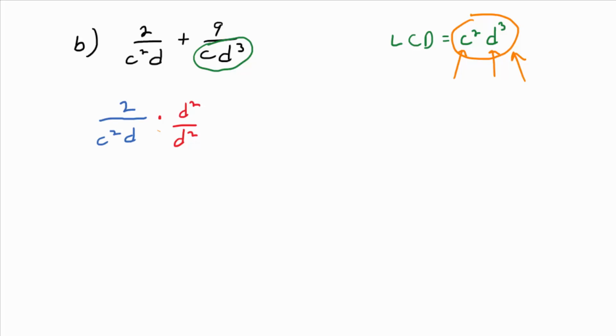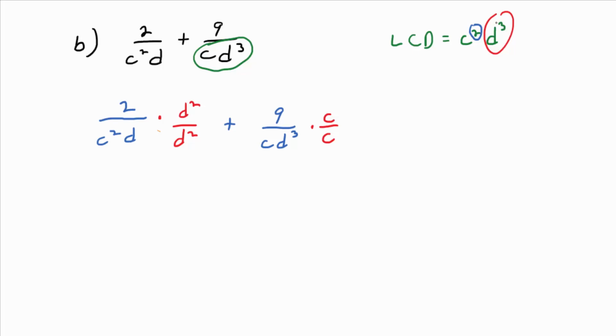Then we're going to take the plus 9 over c d cubed. And if we look at this denominator, what factor or factors is it missing from the LCD? Well, it has a factor of c. It needs to have a factor of c squared. So it's missing a factor of c. So right away, you can multiply numerator and denominator by c. It has a d cubed and it needs a d cubed, so it's good to go there. Okay? So that's the process.